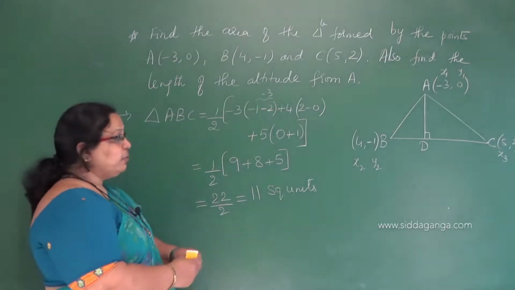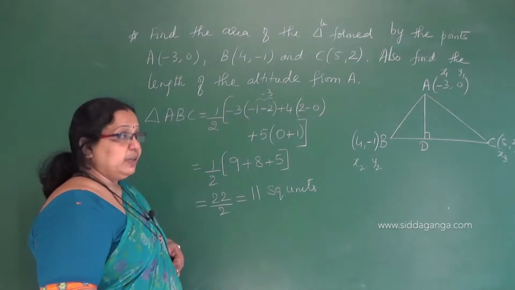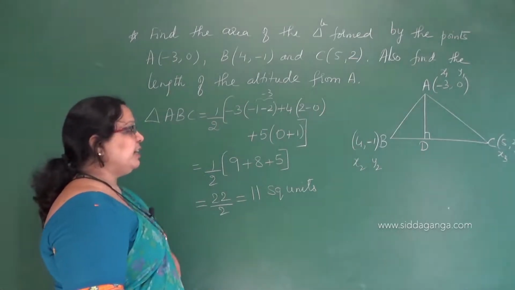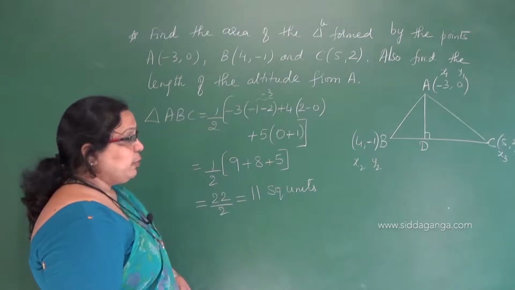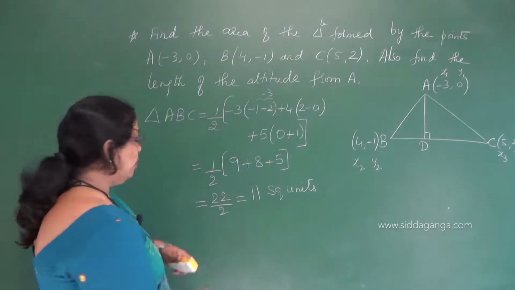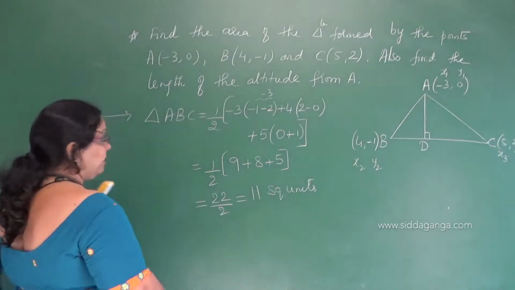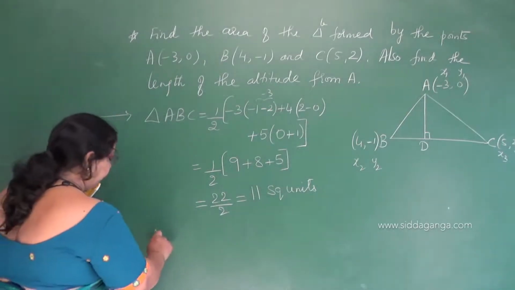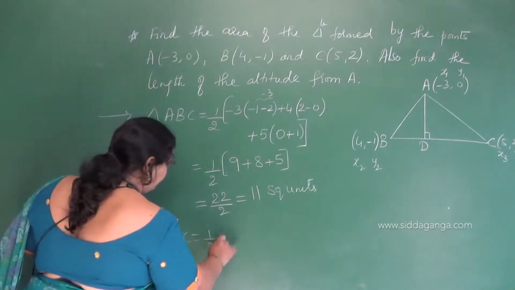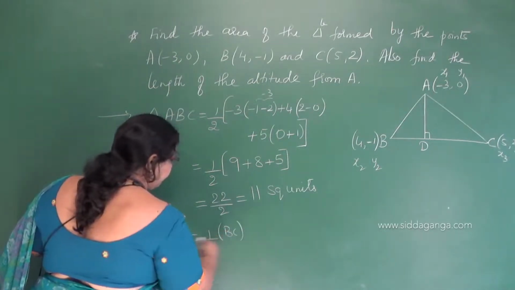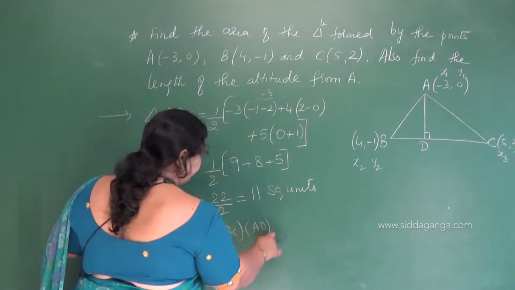Now we have to find the length of the altitude. Length of the altitude means we have to find AD. So here we have to use the basic formula which you have learned in the lower class, that is, area of triangle ABC is equal to half base into height. Base is BC, the height is AD.